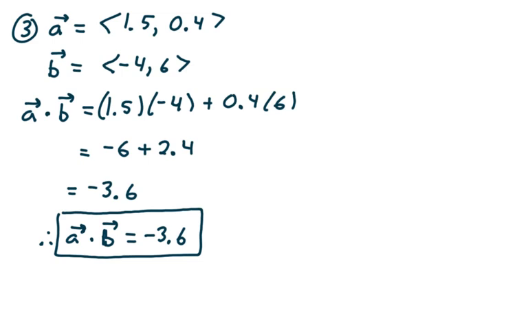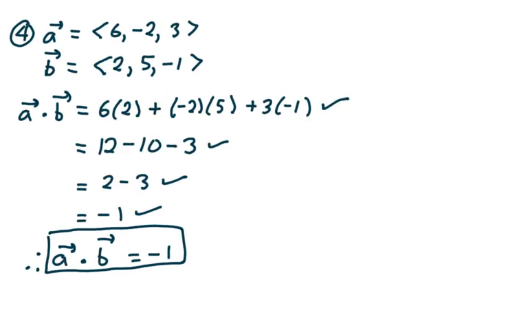Problem 3. Suppose A is the vector 1.5, 0.4, and B is the vector -4, 6. The dot product of A and B is equal to 1.5 times -4 plus 0.4 times 6. But this is equal to -6 plus 2.4, which is equal to -3.6. So the dot product of A and B is equal to -3.6. That's how we do 3.